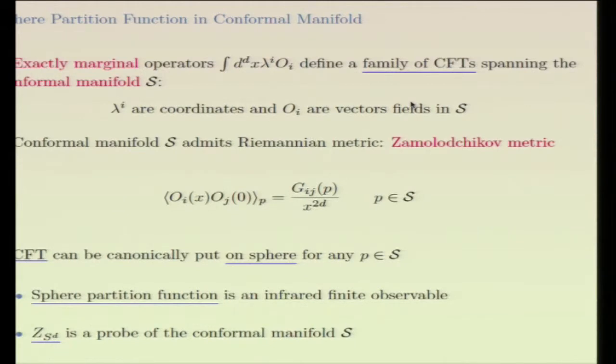Okay? In this talk, I'll be interested in placing a conformal field theory on a sphere. At any given point in the conformal manifold, this can be done canonically by a stereographic projection. And the reason this is interesting is that this gives you a nice infrared finite observable that you can study. And since this partition function will depend on which point on the conformal manifold you are, it will give you an interesting probe of the conformal manifold of a given conformal field theory.